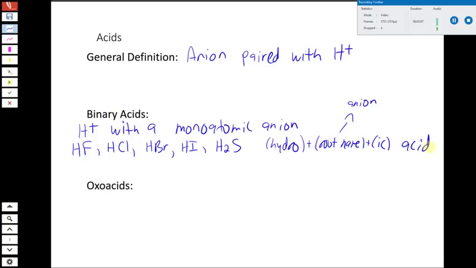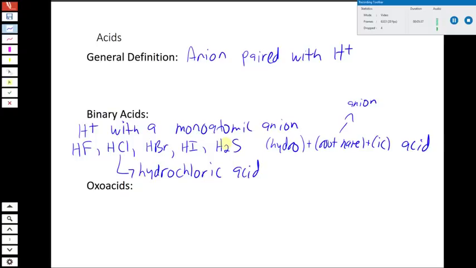As an example, if we have HCl, we start with hydro. Cl is chlorine, so that gets the chlor root name, and then we go -ic as the ending, and then acid. So hydrochloric acid, you've probably heard of that before. That's where that systematic name comes from. So binary acids are all named the same way. Hydrofluoric, hydrobromic, hydroiodic, hydrosulfuric, and so on. Okay? So if it has hydro in the name, it's going to be a binary acid.